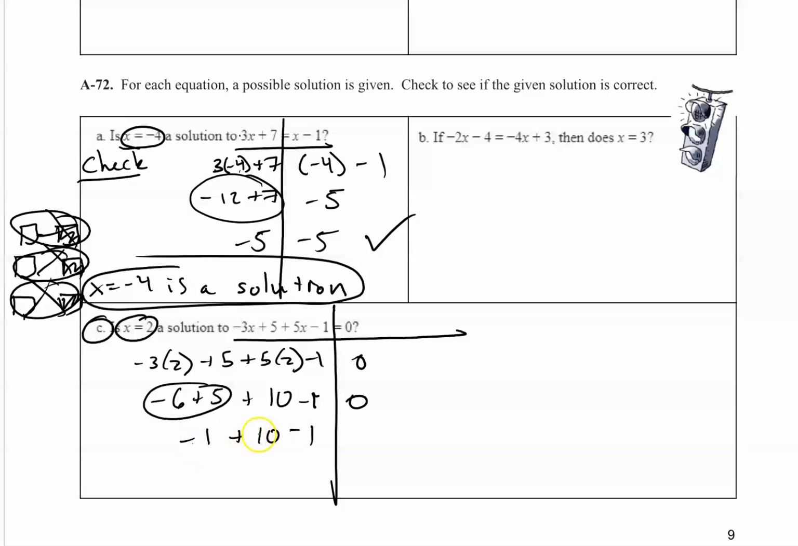All right, negative 1, add 10 onto that. That's going to be 9. It's 10 with a negative 1 tile, so that's 9. And then 9 subtract 1 is 8. Now that doesn't match to 0. So x equals 2 is not a solution.